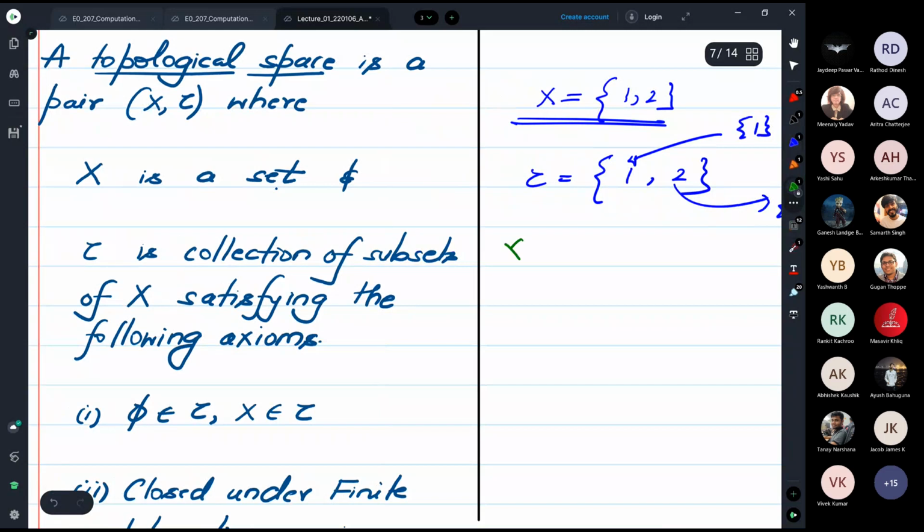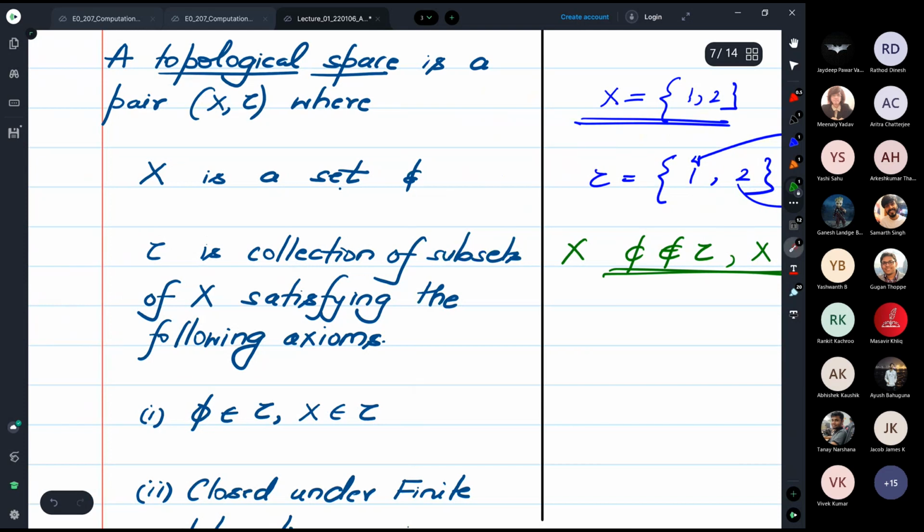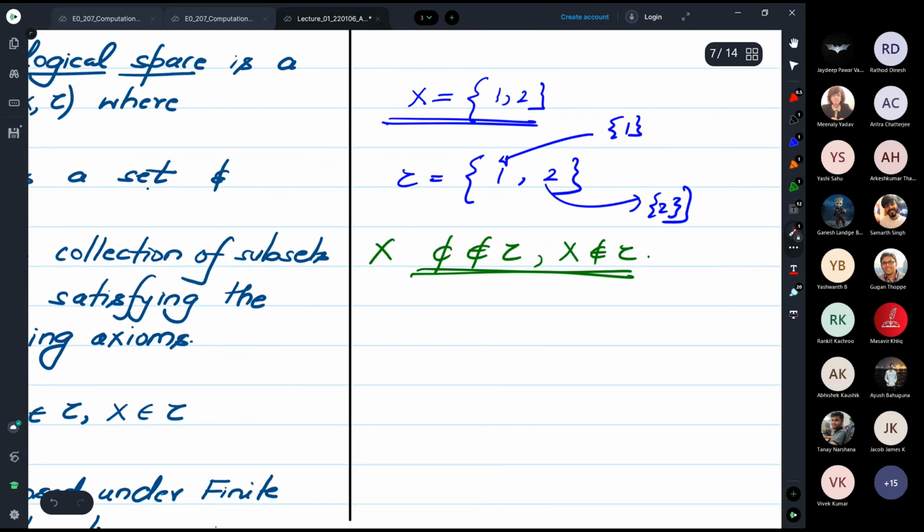Well, the answer is no. This is because the empty set does not belong to tau, and also X does not belong to tau. These two sets are not present in the collection, hence this condition is violated. So let's modify the definition of tau. Let's say tau includes the empty set, {1}, {2}, and {1, 2}. So this is the collection.